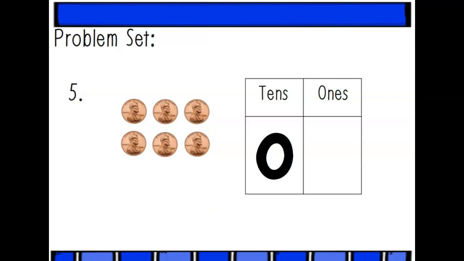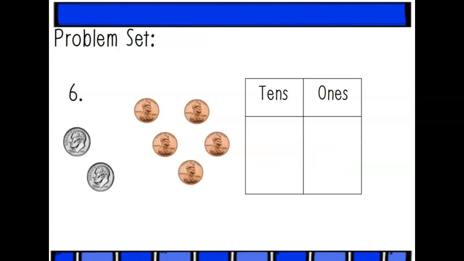Here we had no dimes, so we put 0, and we had 6 pennies. So you can put the 0 there, or you can leave it blank. Whatever is your choice. Either way is fine. But what we have is 6 ones, or 6 pennies. So you don't read it 0, 6. It's just 6.